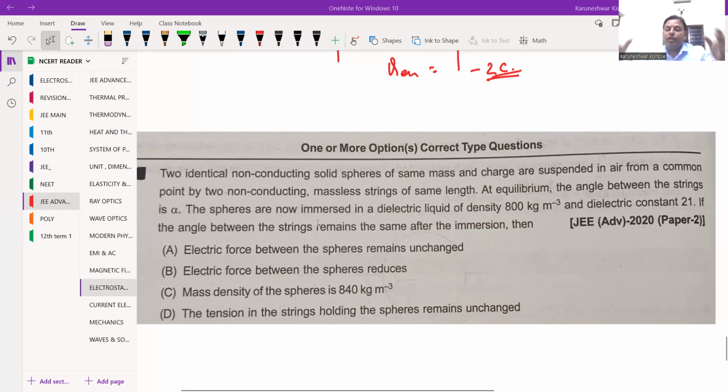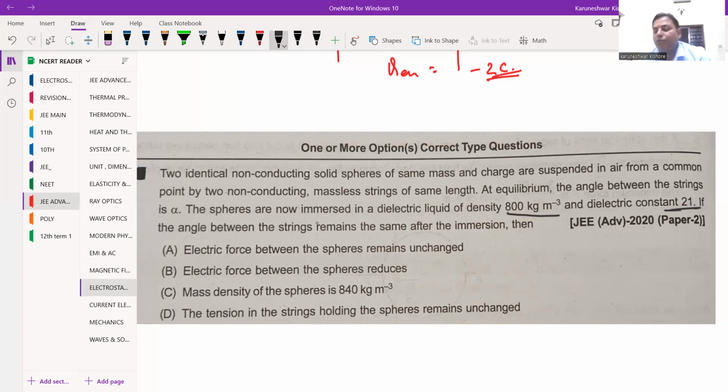So what is happening now? The situation is like this. The spheres are now immersed in a dielectric liquid of density 800. So all the setup is now going inside the dielectric, where the density of the dielectric is given to you and the dielectric constant is 21. If the angle between the strings remains the same after the immersion.